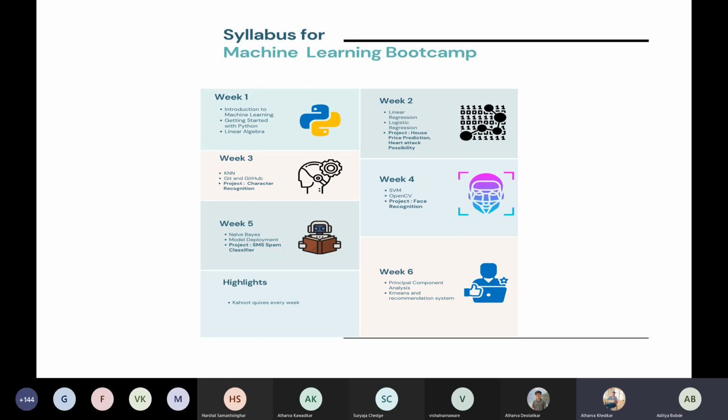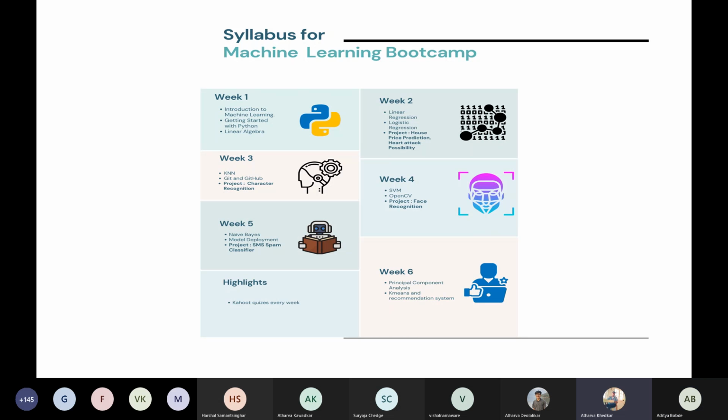Git and GitHub is a version control system, and as many of you won't have an idea about it, that is for you. With KNN, you would be doing the project of character recognition. There would be characters like 1, 2, 3, 4 written in human handwriting, and the machine would try to interpret it and say, okay, I see that this thing written here is probably the letter 1, it is probably the letter 2. Just like that. And similarly for week 4, you would have SVM, OpenCV, and a project on face recognition.